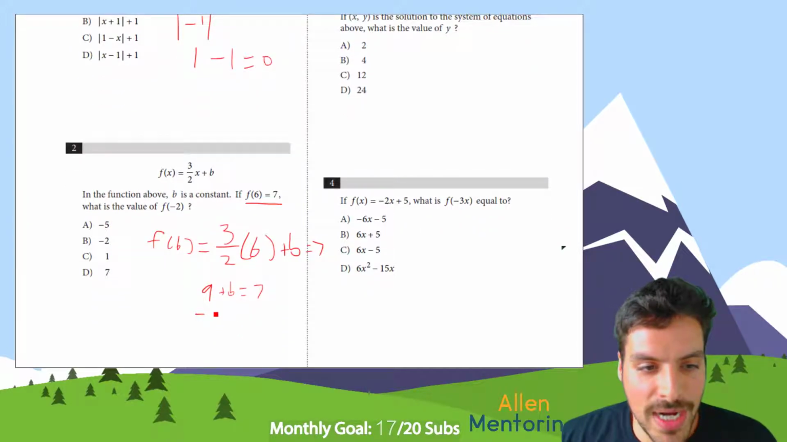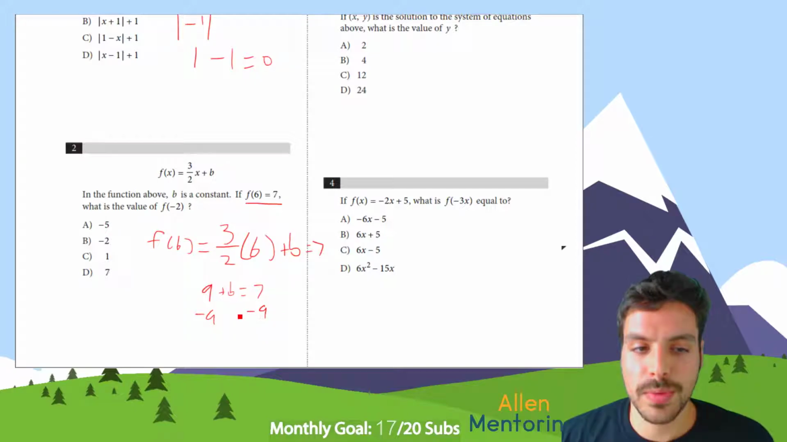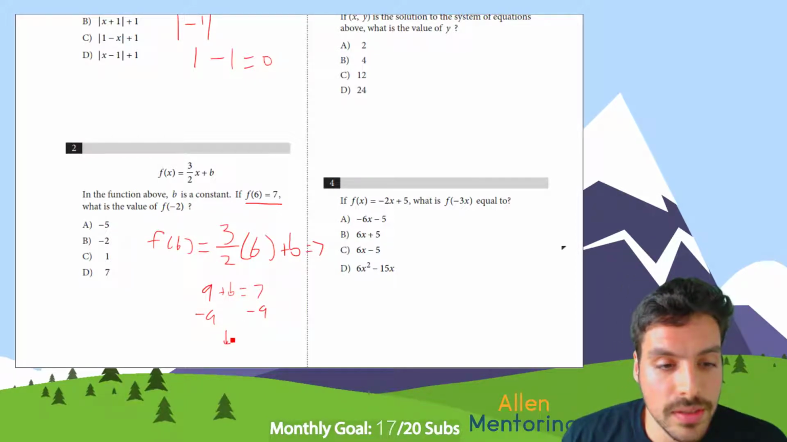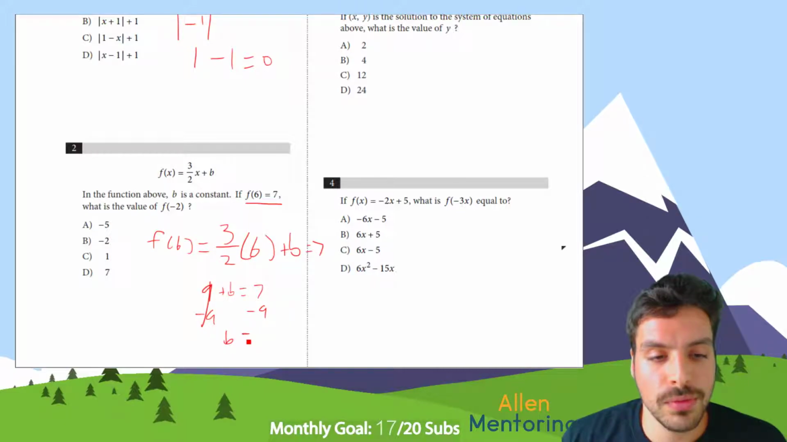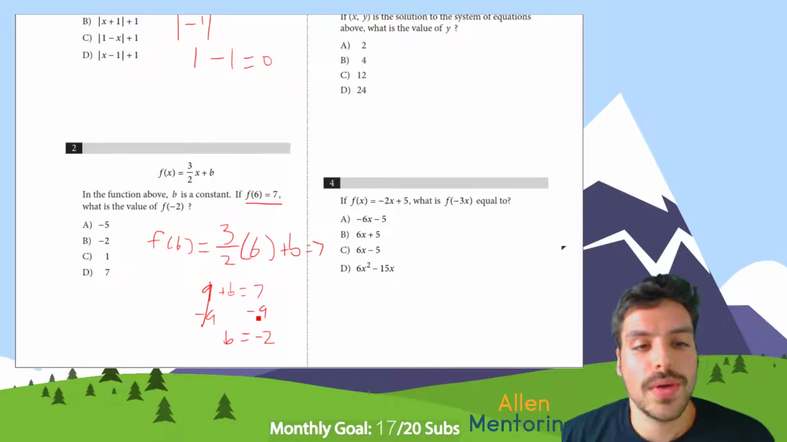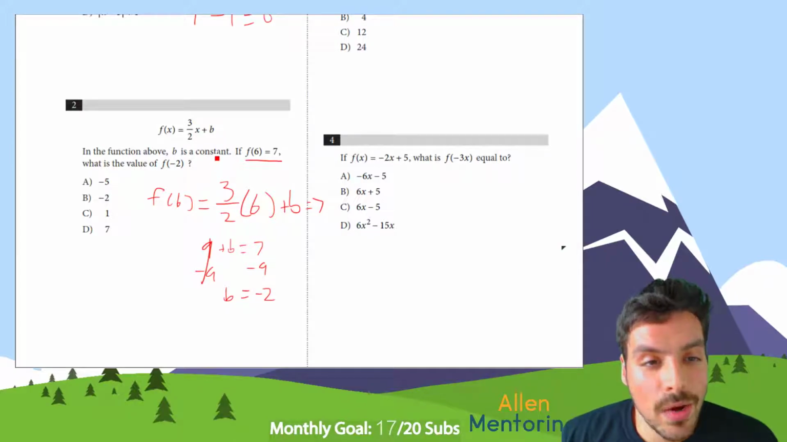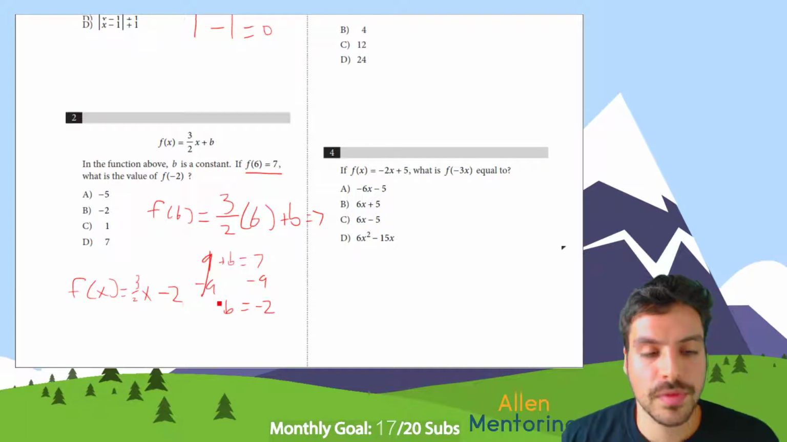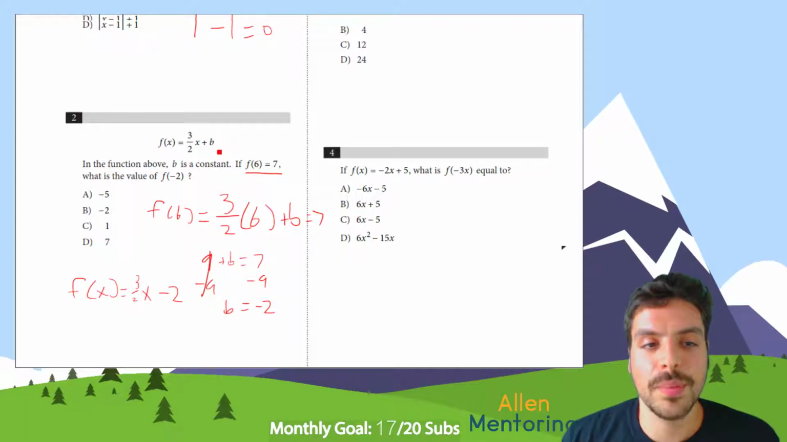All right, and if we subtract 9 on both sides, because we want to do the opposite on both sides, we'll see that b is equal to -2. So how does that help us? Well, now we know that I can rewrite this function as f of x is equal to 3/2 x minus 2, right? I'm substituting -2 for b.